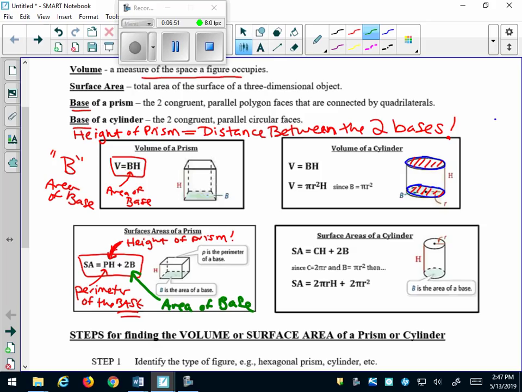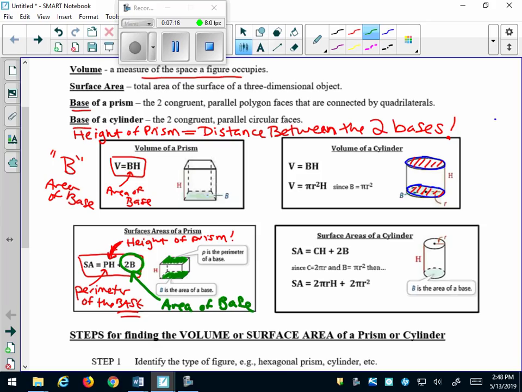Okay, you'll notice that it's perimeter times height plus 2 times the area of the base. Well, think about that logically. Since we just said that prisms have two bases, it makes sense that part of the formula would be to add the area of the two bases, right? So 2B, because there's two bases, so the area of both have to get added in.